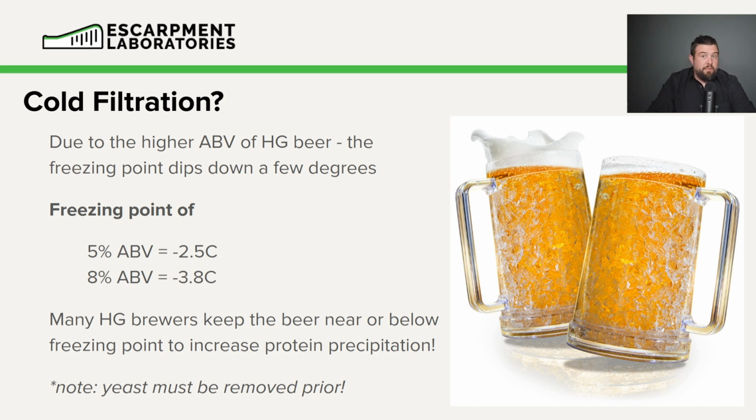But if we have 8% beer, 9% beer, 10% beer, that has roughly a freezing point of -3.8 Celsius. So if they bring the beer to -1, they're okay. They can get this beer colder. They can remove even more molecules, even more protein and polyphenols from the beer. Now, a note: the yeast cells must be removed prior to this. They must. Otherwise, if we freeze them, they're going to shatter and come out of solution immediately. Not good.